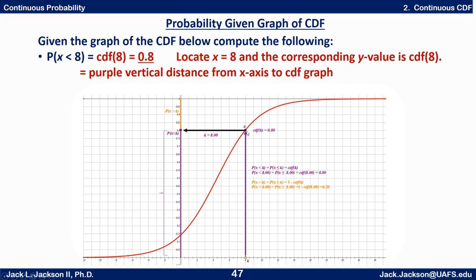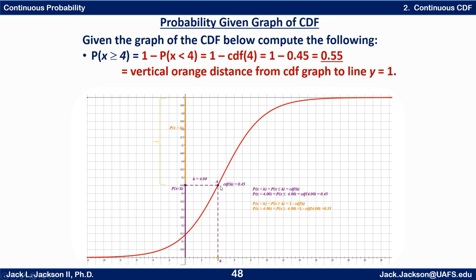So what does that mean? That means the probability that x is less than or equal to 8 is 80%, or 0.8. All right, how about the next one I wanted, the probability that x is greater than or equal to 4. So look at this graph. Let's see if you can show me how to do the probability that x is greater than or equal to 4.